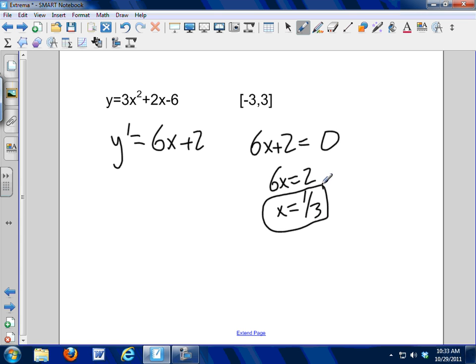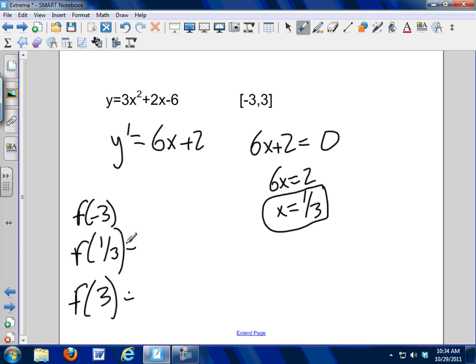Okay, and then we just jump to the place where we're going to evaluate the function at those critical numbers. We're going to find the f of negative 3, and the endpoints. We're going to find the f of 1/3, and we're going to find the f of positive 3. Okay? This is going to require some arithmetic. Negative 3 squared is 9. 3 times 9 is 27. 27 minus 6. Minus 6 more is like 27 minus 12, which is like 15.